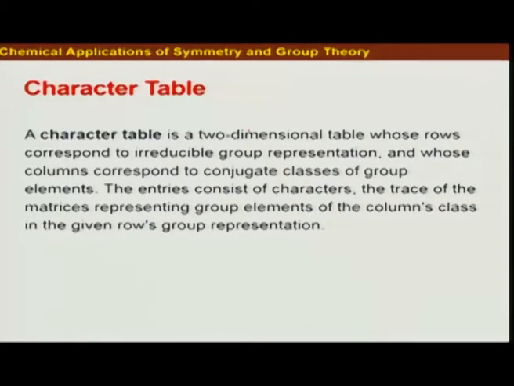Now, after learning about the character, we will just mention to you a table called the character table, which is extremely important to us.